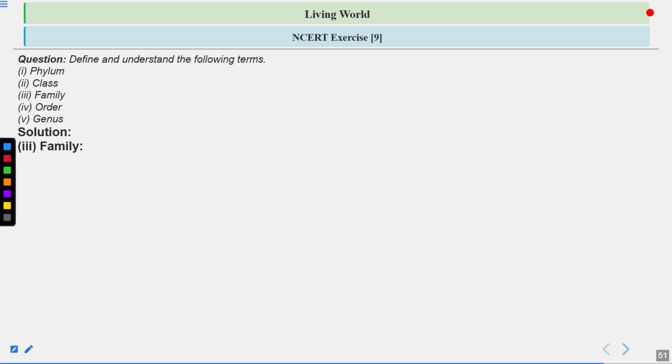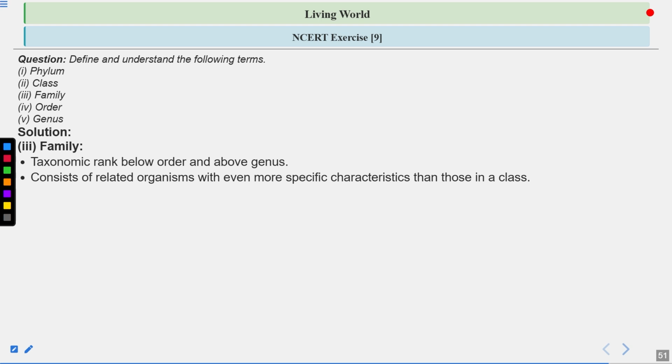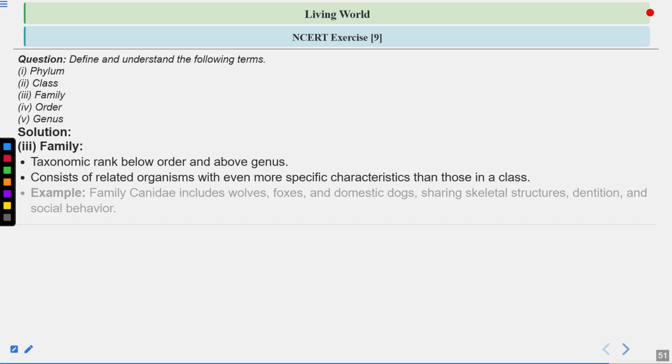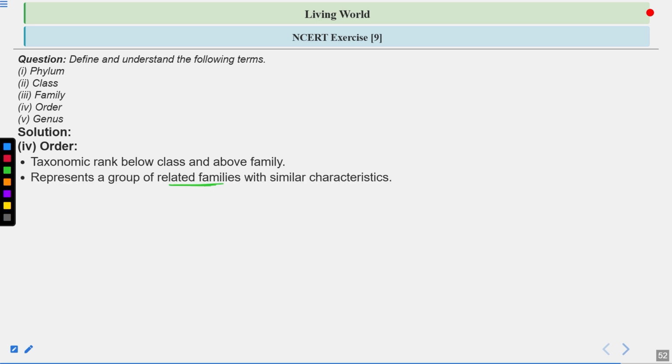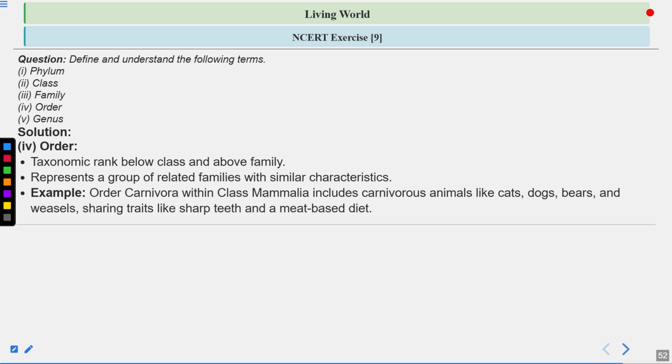Then you have the family. Family is a taxonomic rank below order and above genus. It consists of related organisms with even more specific characteristics than those in a class because it is a lower taxonomic group. Family Canidae includes wolves, foxes, and domestic dogs, and they share skeletal structures, dentition, and social behavior. Now, the next one is order. A taxonomic rank below class and above family, it represents a group of related families with similar characteristics. Example, order Carnivora within class Mammalia includes carnivorous animals like cats, dogs, bears, and weasels, sharing traits like sharp teeth and a meat-based diet.